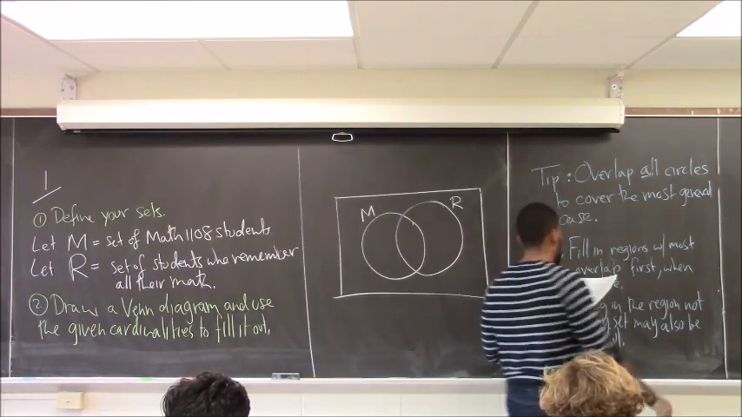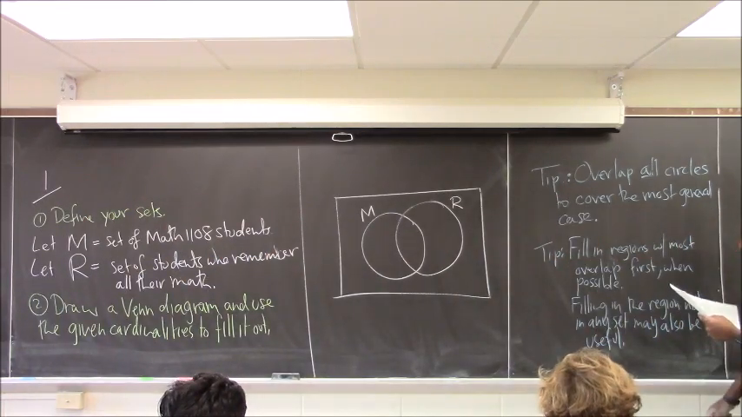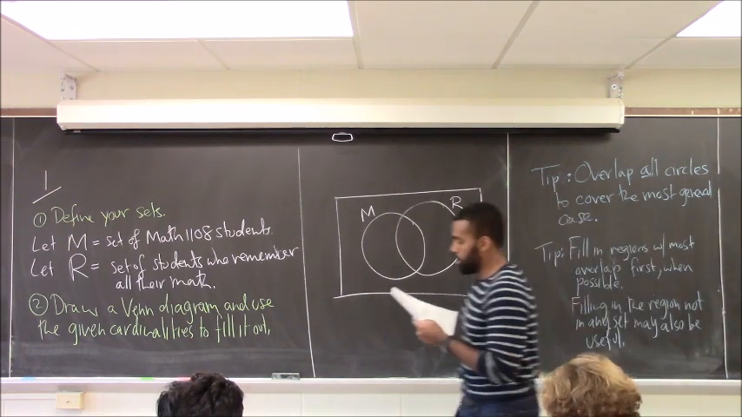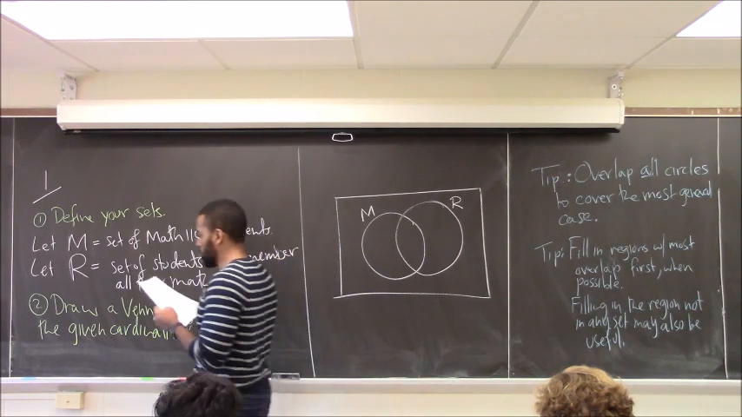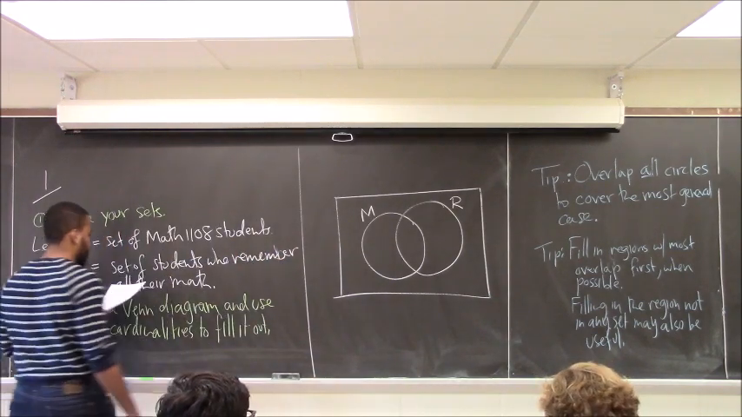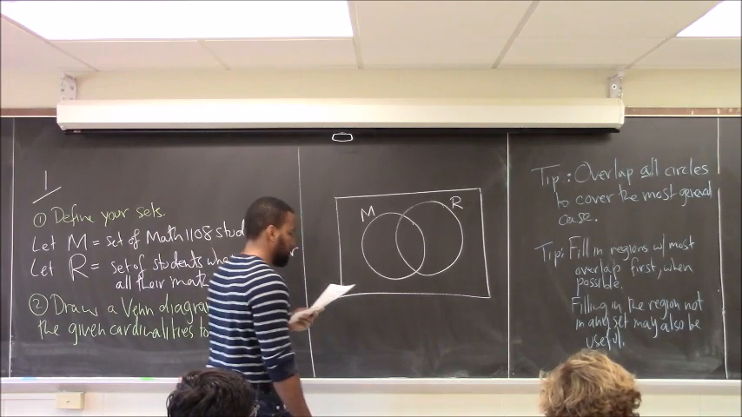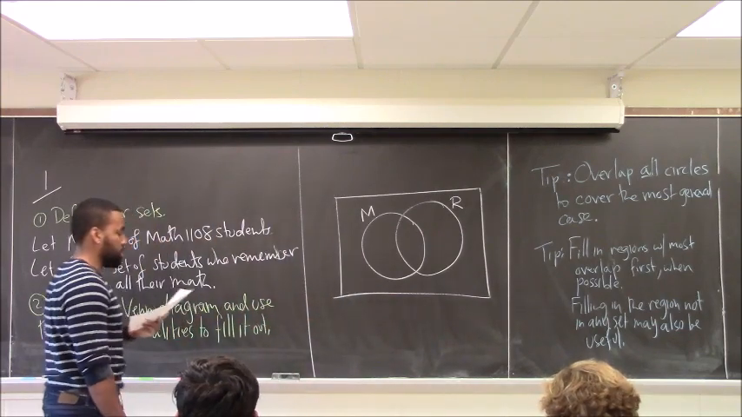So we go back to the problem and read it. I know the universal set has 100 people in it. 50 students remember all the math they've ever done. Also, 40 of these students are in Math 1108. Of the Math 1108 students, 20 of them remember all the math they've ever done.